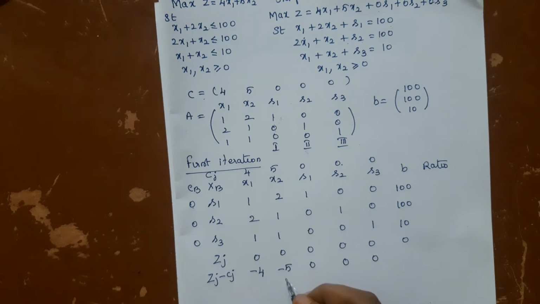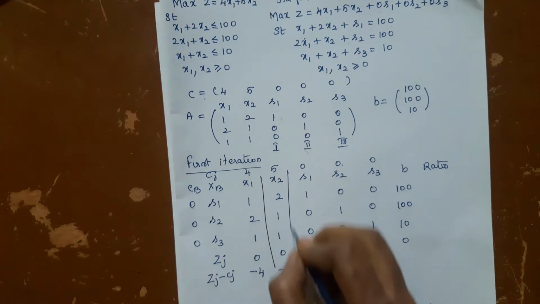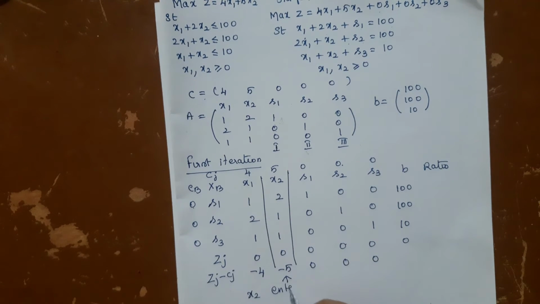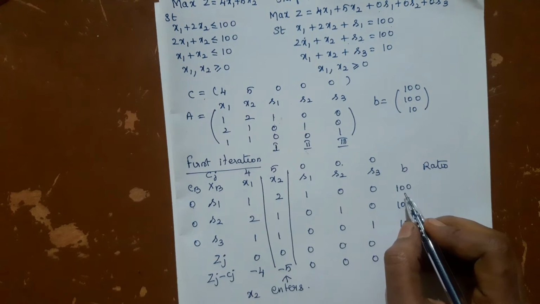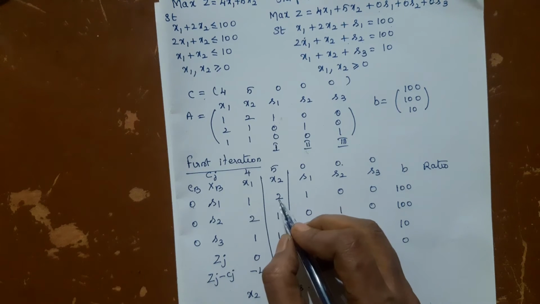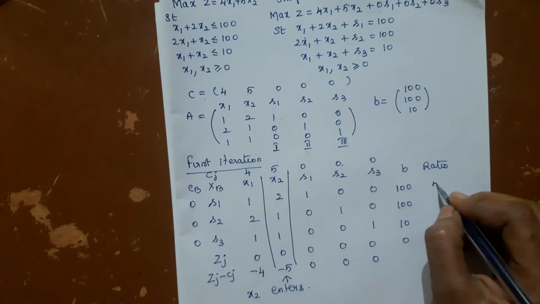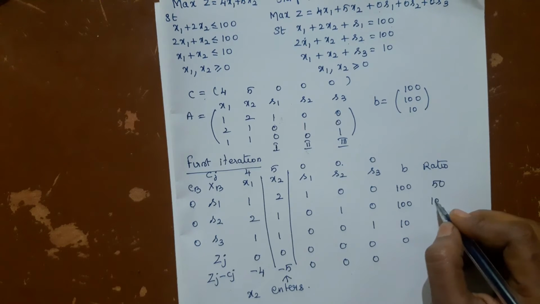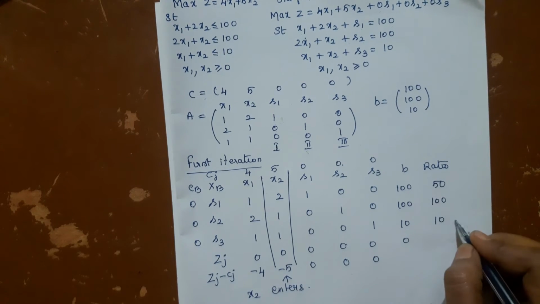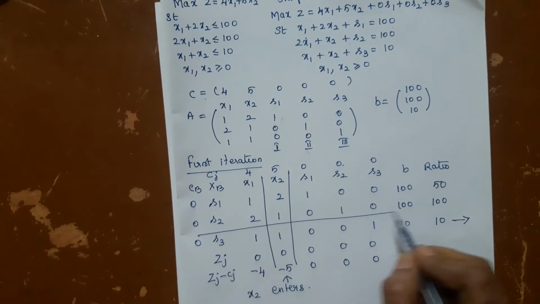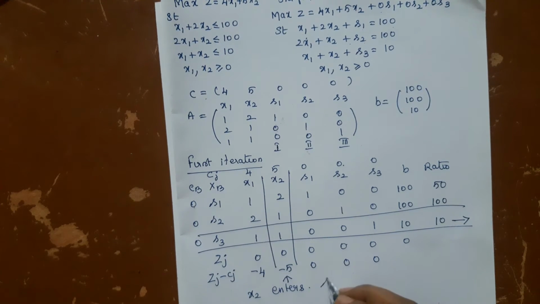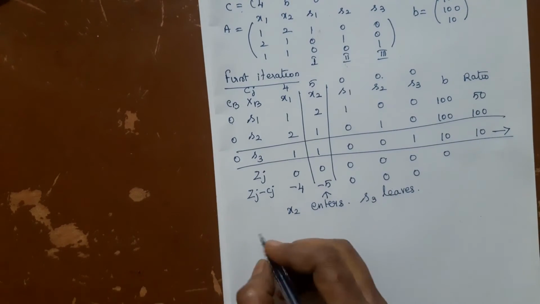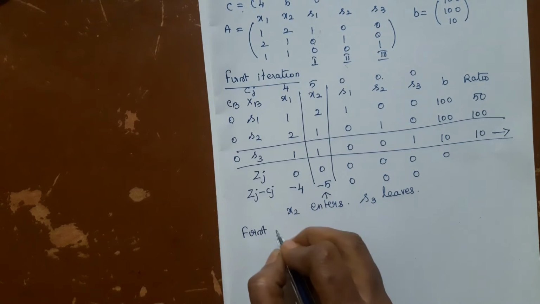The most negative net evaluation should be selected. So we understand x2 enters the basis. Compute the ratio. While computing the ratio, remember, you should compute the ratio only when the value aij is positive. When it is negative, you are not supposed to compute. So 100 by 2 is 50, 100 by 1 is 100, 10 by 1 is 10. The minimum of these ratios is 10. So S3 leaves the basis.